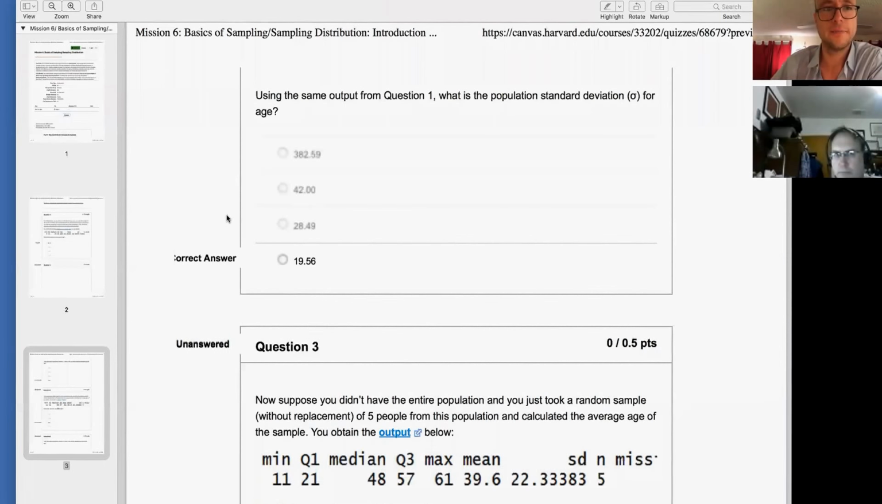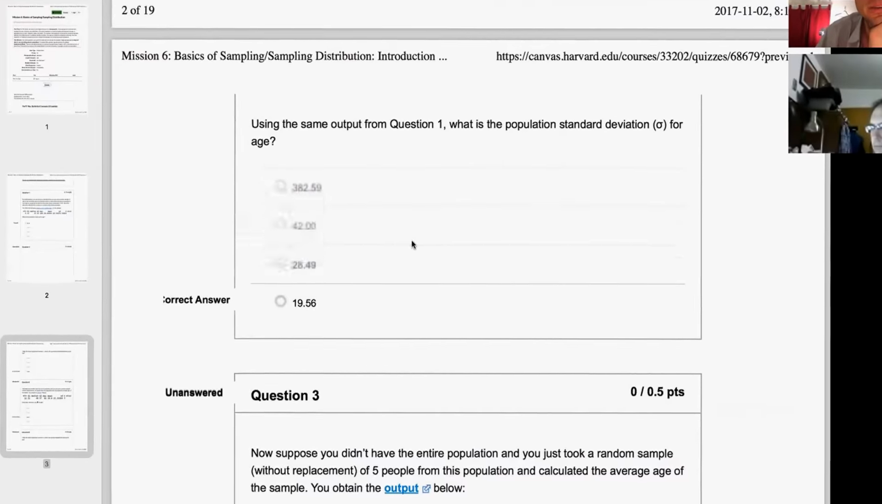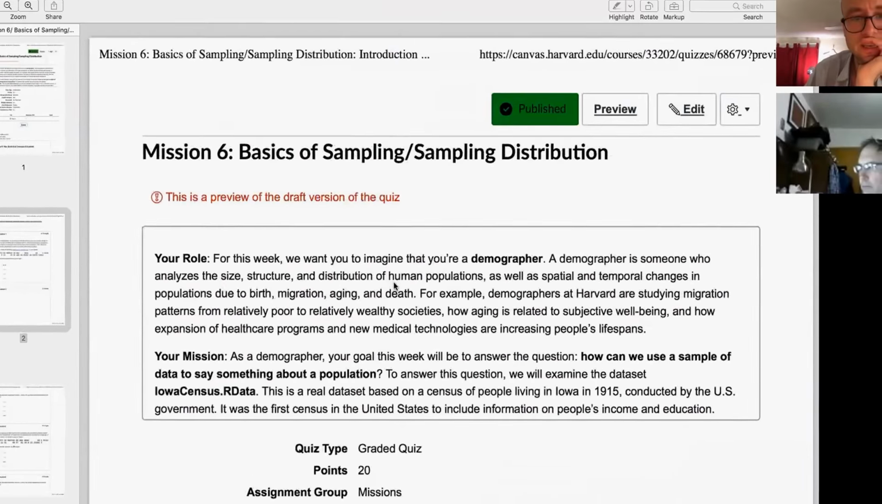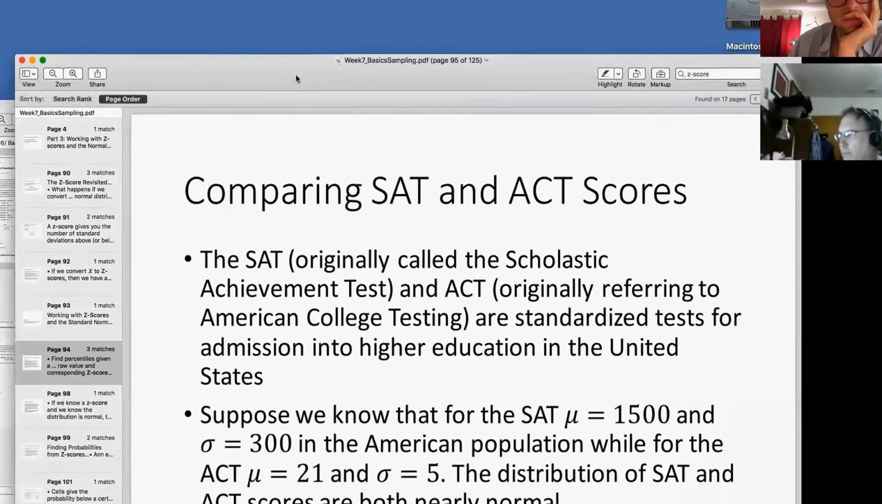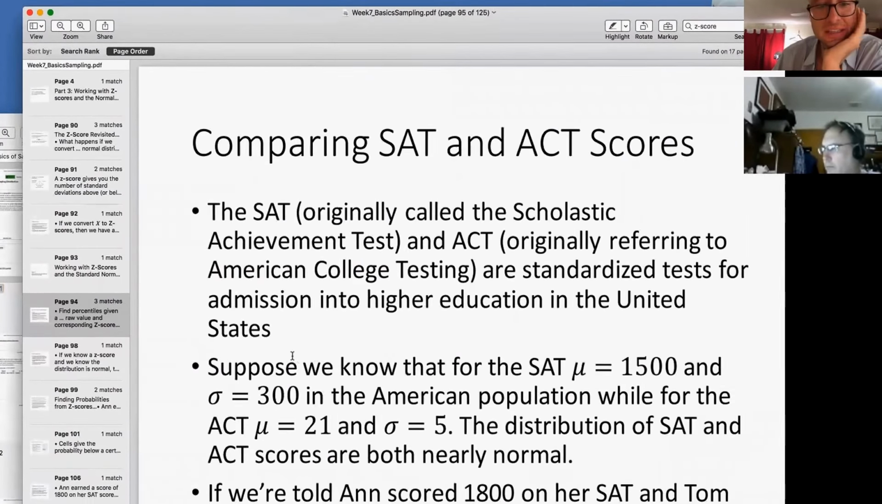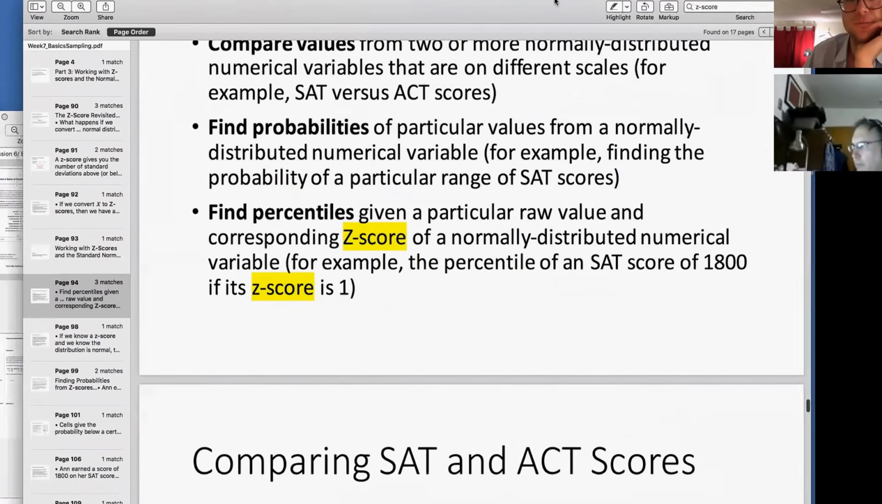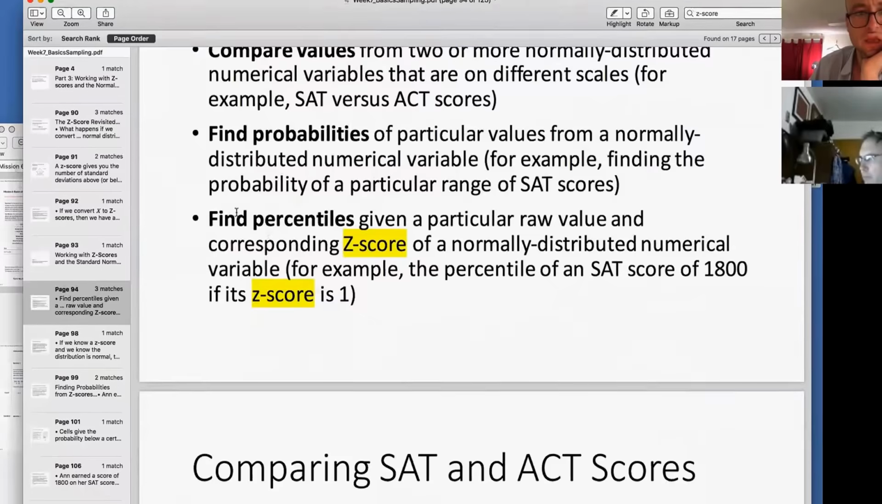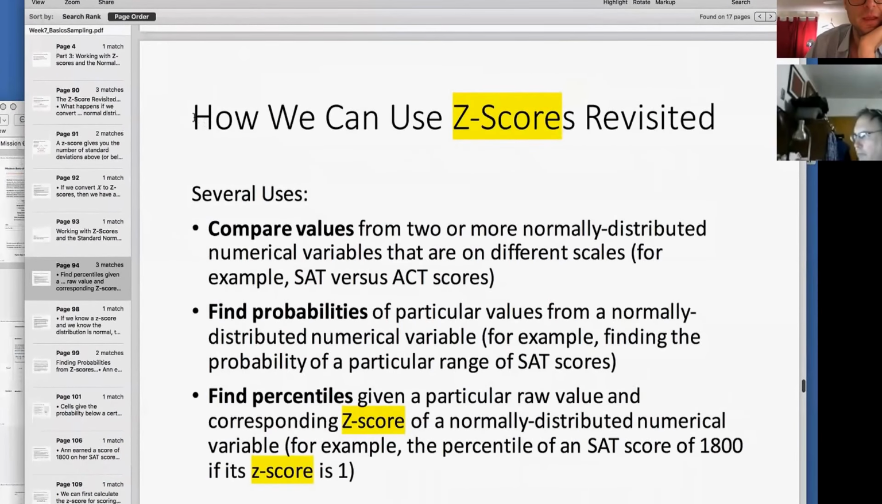All right, so we're going to review Mission 6, Basics of Sampling Distribution, with the introduction, and we're going to focus a little bit on the percentiles, I suppose, given what you said, Walter. So if you look at page 94, this is where we revisit the z-scores.